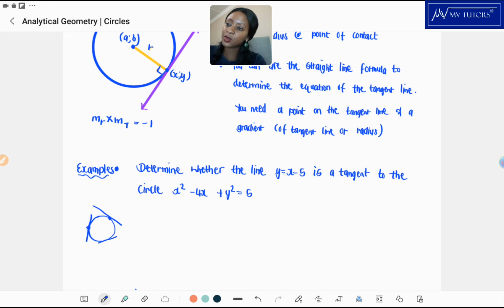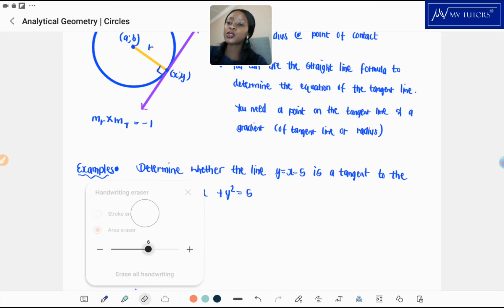If there's a tangent over there, same story, it must touch the circle at one point. If your line cuts the circle, then it's not a tangent anymore. And if you have a line that's somewhere far away from the circle, that is also not a tangent. So what are we going to do exactly?